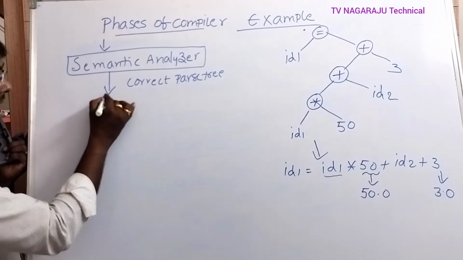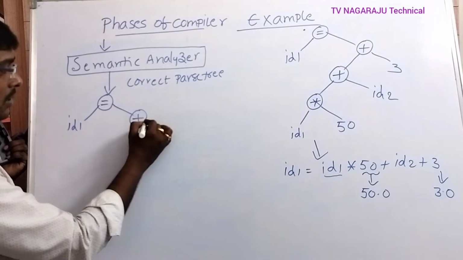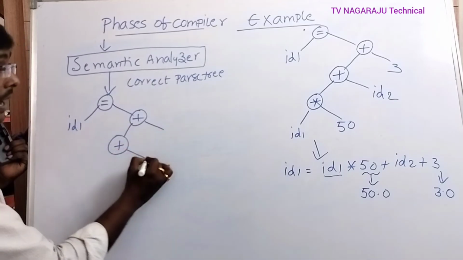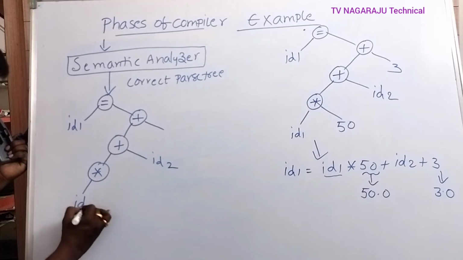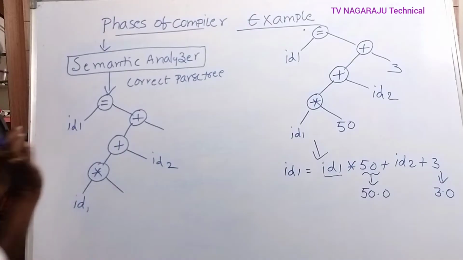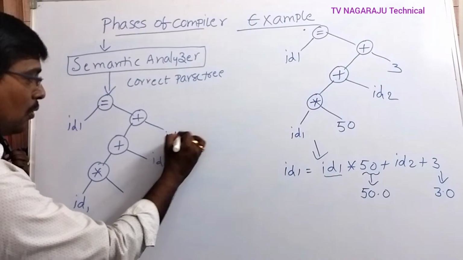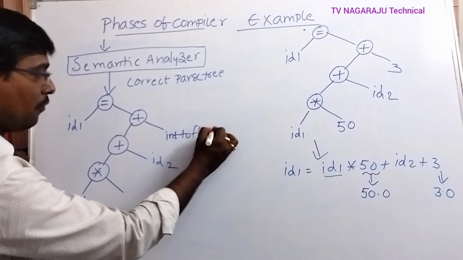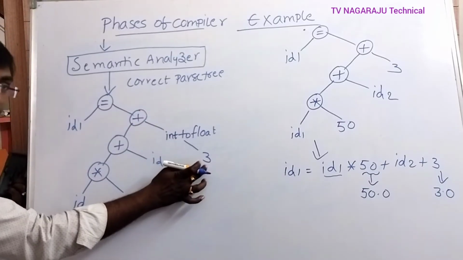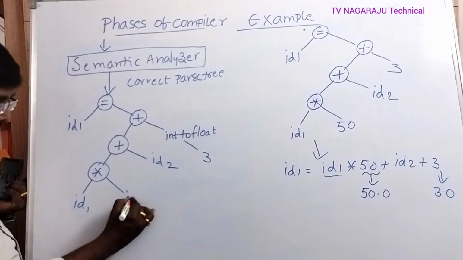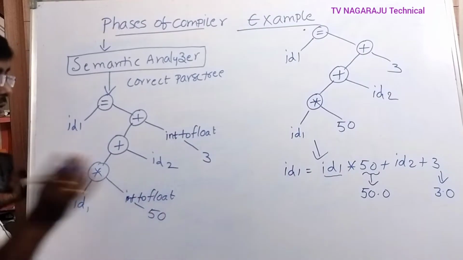So, the remaining, other than constants, are the same. Plus id2 for this star, the left side is id1, moved to the right side. Here and here we have constants. Simply 3 is converted into 3.0. For that we write it like this, inttofloat 3. So the inttofloat operation is performed for the constant 3. Similarly, the inttofloat operation is performed for the constant 50.